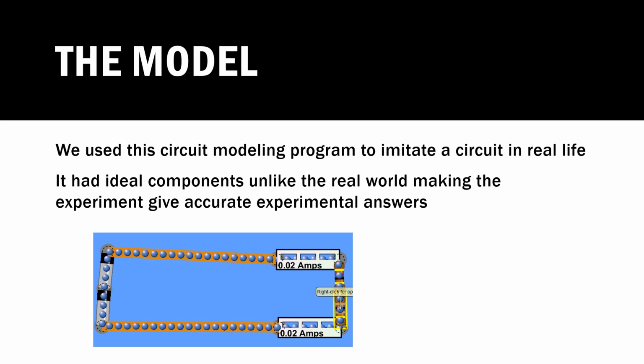The model that we used featured ideal components, so all the components that weren't resistors had zero resistance, and each value is going to be the correct value throughout. Unlike the real world, where an ammeter probably has a small resistance and so does a wire, this lab did not feature that. Also, resistors might not be totally accurate in the real world, but in this lab they are.